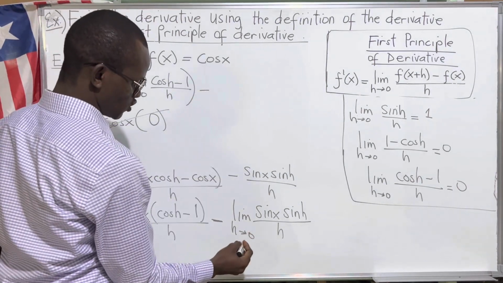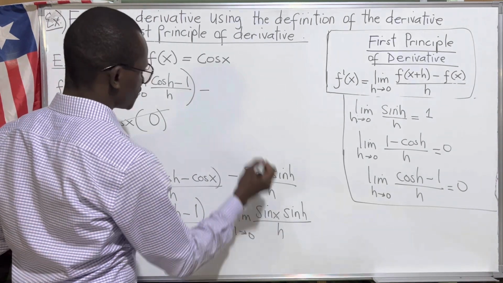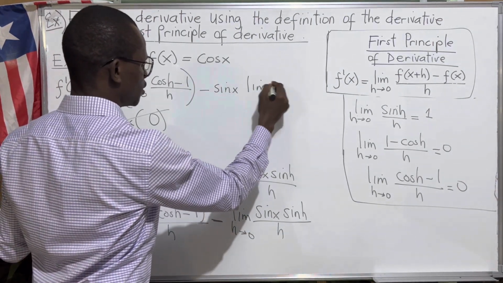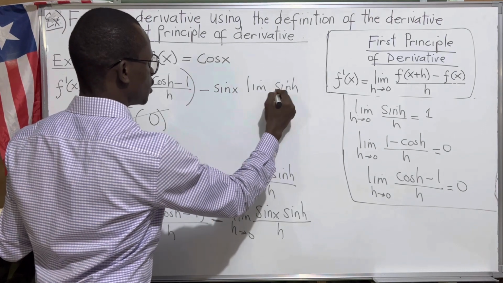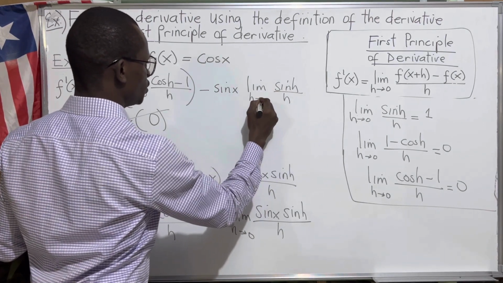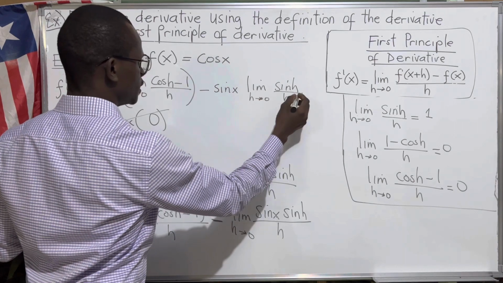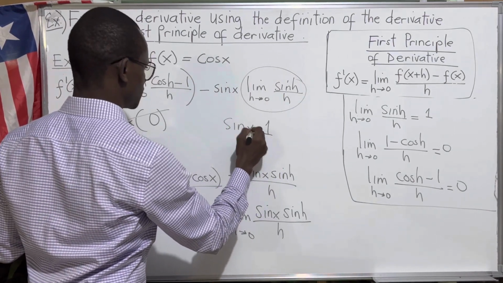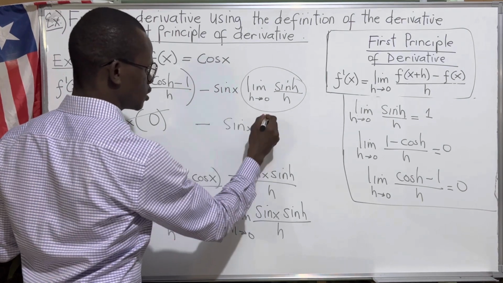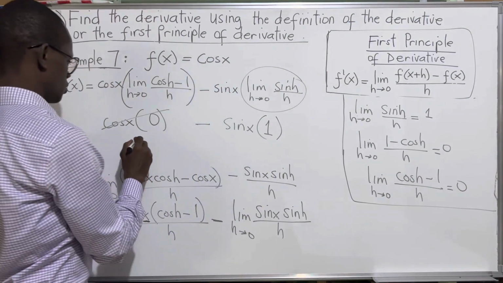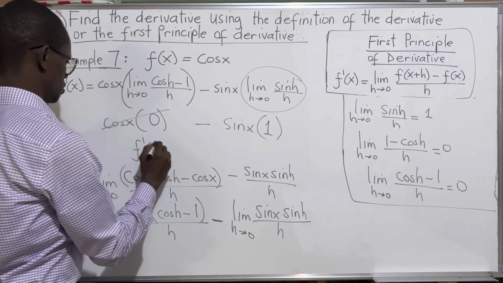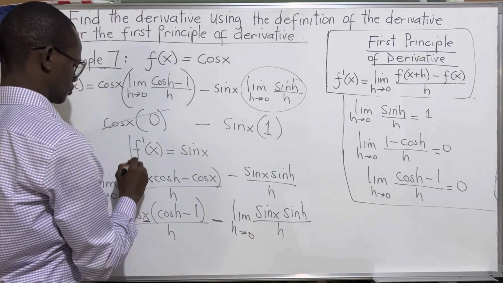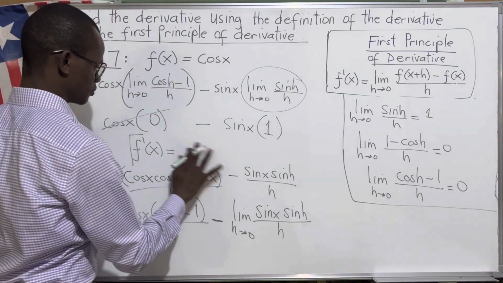Minus, also, sine of x is a constant, so we factor it out. We're left with the limit of sine of h all over h. According to the squeezing theorem again, this whole thing is just equal to 1. So we have sine of x times 1, which is just equal to sine of x, or negative sine of x.